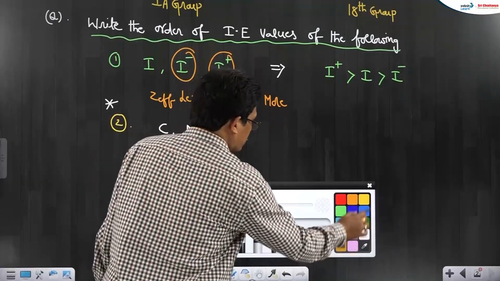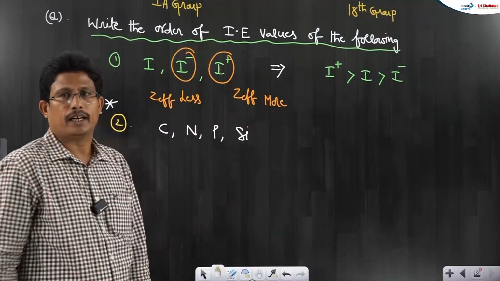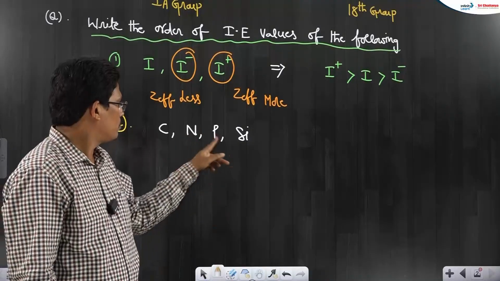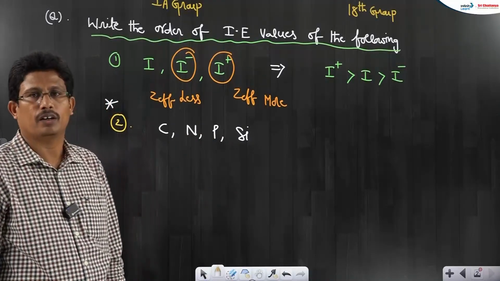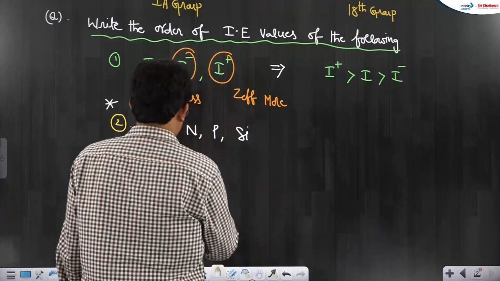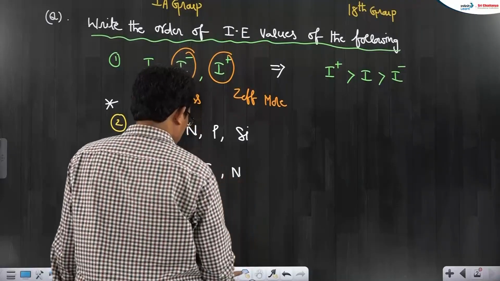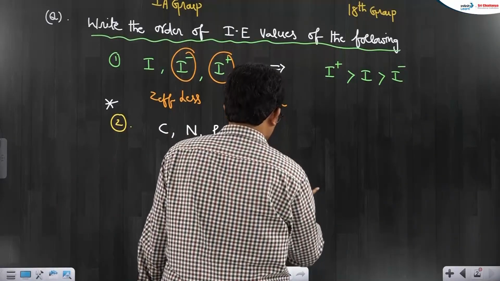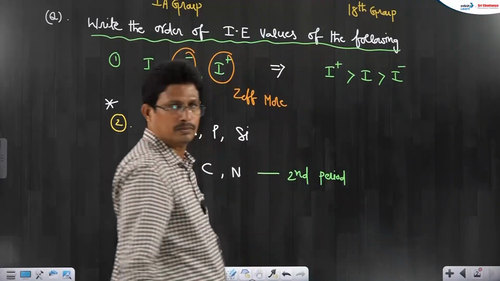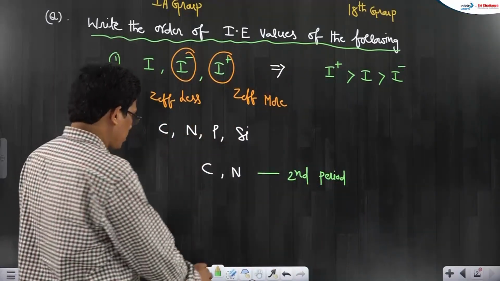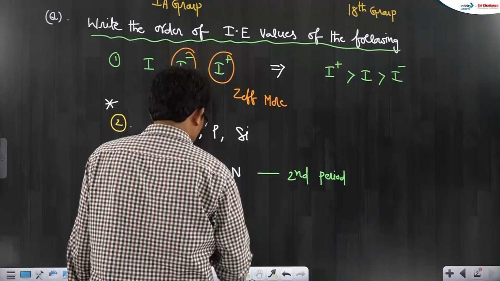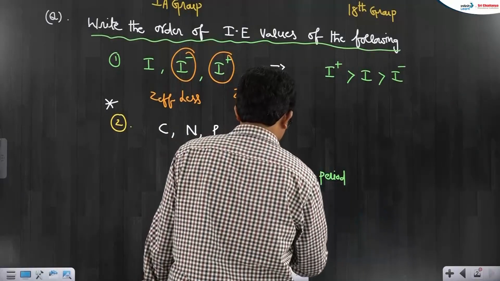First observe the elements present in second period. Carbon and nitrogen are present in second period. Silicon and phosphorus are present in third period. Arrange them into various periods. Carbon, nitrogen, these two are second period elements. Silicon and phosphorus are third period elements.